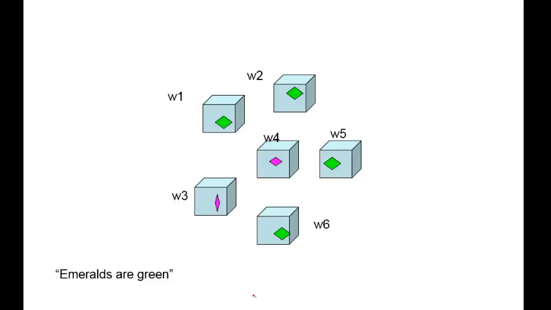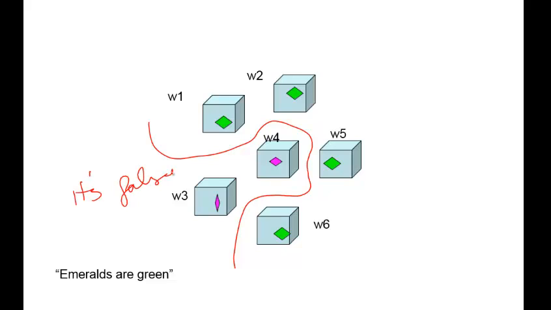So in this set of 6 ways things could be, it's sometimes true that emeralds are green, and sometimes false that emeralds are green. If we look at our space of possible ways things could be, we see that in some of them it's false that emeralds are green, over here in these, and over here it's true that emeralds are green.